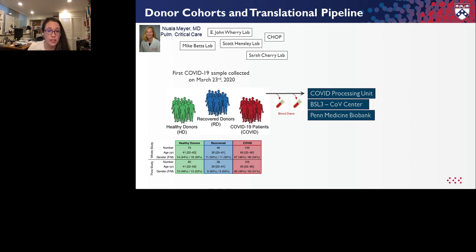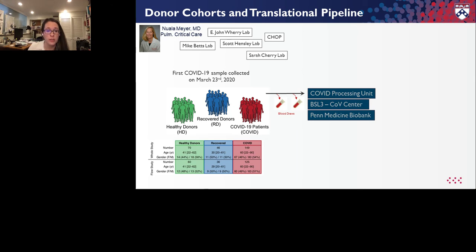Of course, the first is our COVID-19 patients. These were all hospitalized at the University of Pennsylvania, many of which were in the ICU, but some of which were also on the regular hospital floor. We also have a group of recovered donors. These are donors that had a confirmed SARS-CoV-2 infection, but had not had any symptoms for about 2 weeks. And the third is a group of healthy controls.